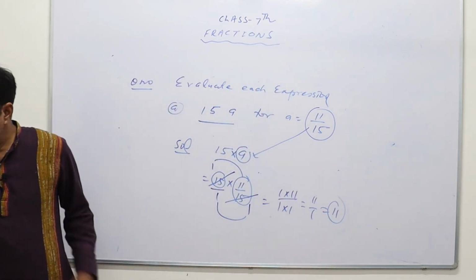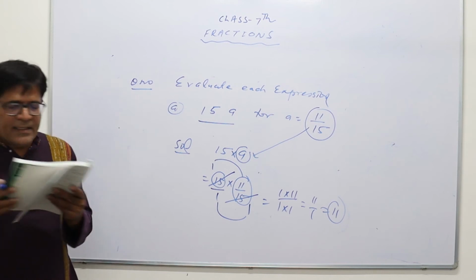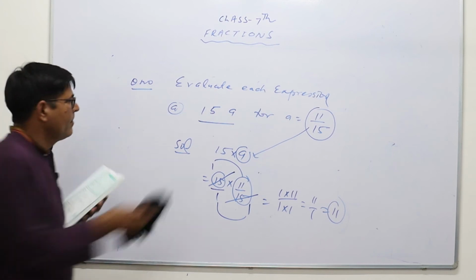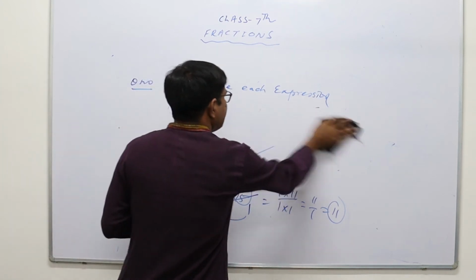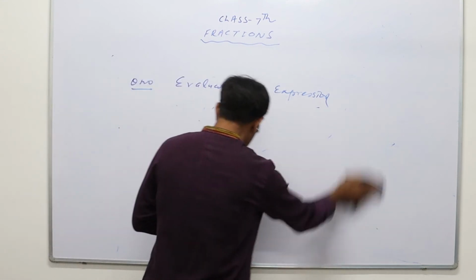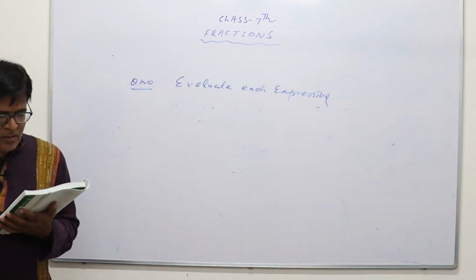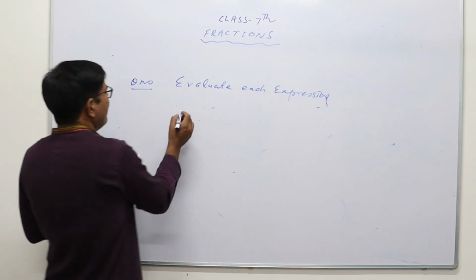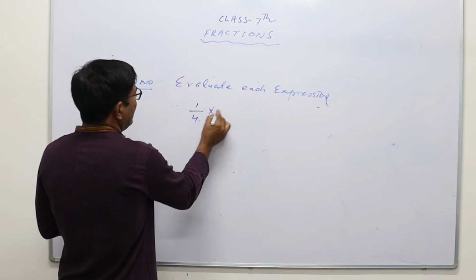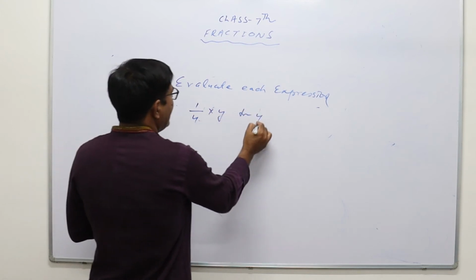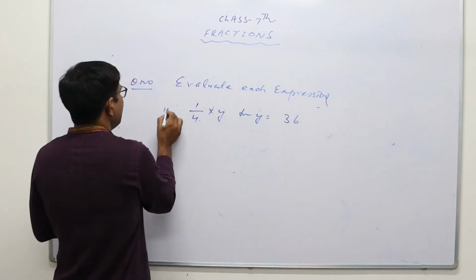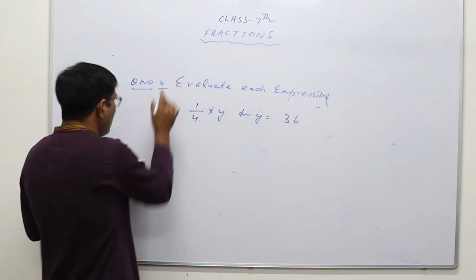Now similarly, find the value of the second question. Evaluate each expression. What is the second expression given to you? Find the value of 1 upon 4 into y for y is equal to 36. So this is the second part of this question number 4.